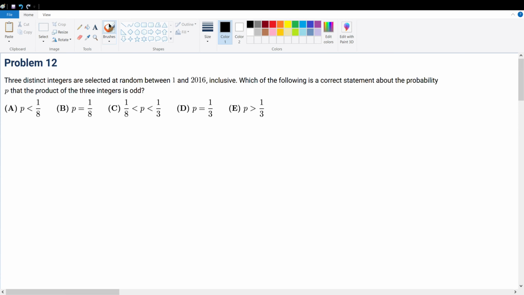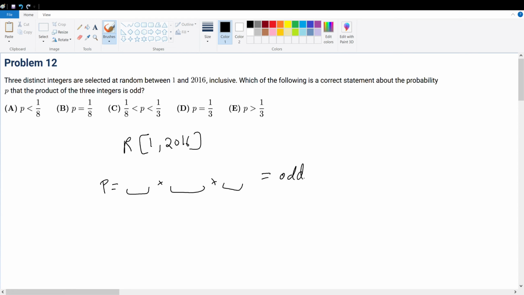Problem 12. Three distinct integers are selected at random between 1 and 2016 inclusive, so the range of numbers is between 1 and 2016. Which of the following is a correct statement about the probability that the product of the three integers is odd? So basically the probability is going to be equal to the probability that we multiply these three terms together and we get something that's odd.